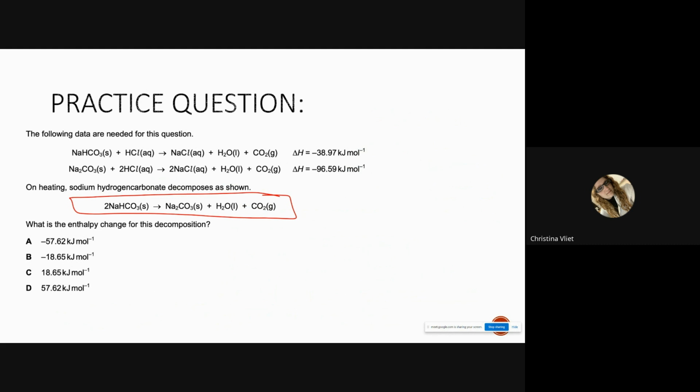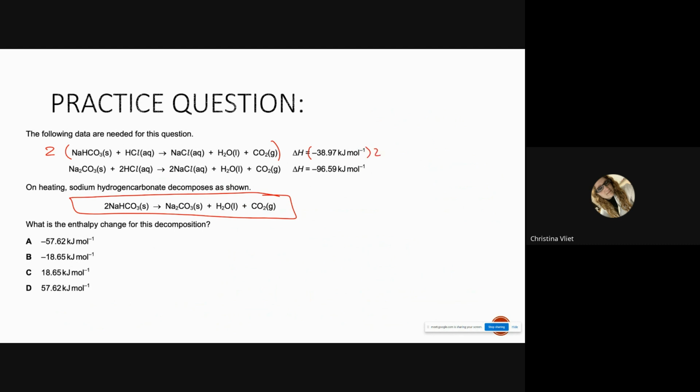Yes. Do you see any difference between NaHCO3 in the first reaction and NaHCO3 in the reaction we are looking for? There's two NaHCO3. Double. So what would you have to do to this reaction to make it match? You would have to multiply by 2. So then the enthalpy change will also be multiplied by 2, right? Right. Because if this is the kilojoules for 1 mole, but now everything's been multiplied by 2, now this also has to be multiplied by 2.